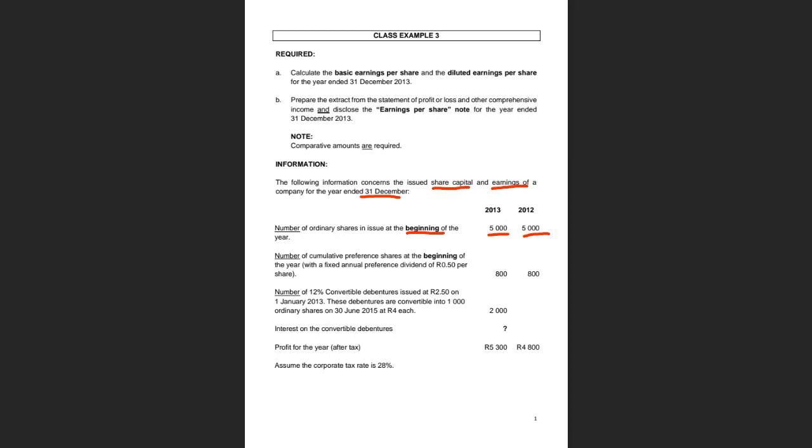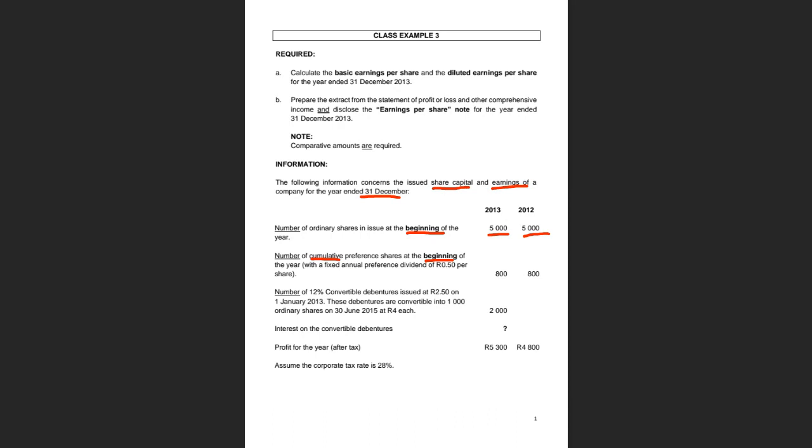So when we look at the next piece of information, it says the number of cumulative preference dividends at the beginning. So again, it's giving us the opening balance at the beginning of the year. And it says 800 for both years. So there hasn't been any change. There's no movements. Notice it's cumulative. That means we always need to take it into account, regardless of whether it's been paid or declared. And we always only take into account the current year. We don't take into account arrears. Okay, so we need to keep that at the back of our mind.